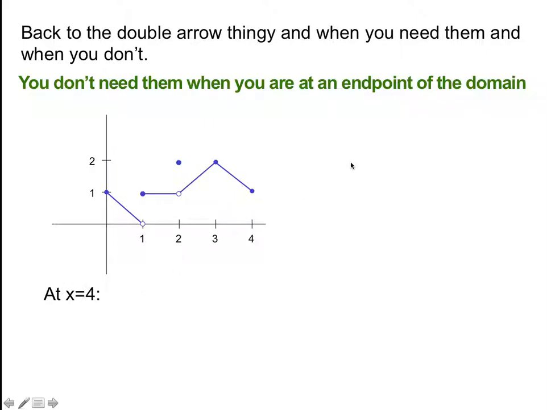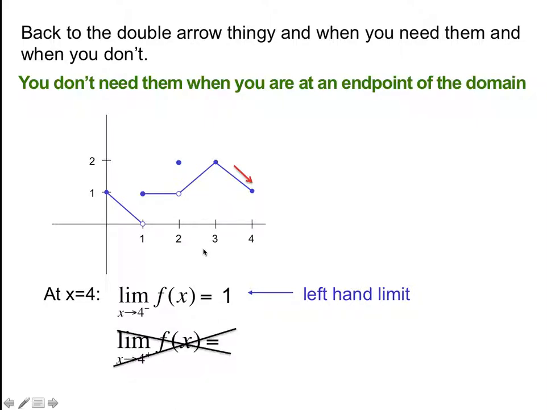So for instance, we don't care what happens out here for larger values. All we care about is what happens as we approach 4 from the inside, from the interior of this domain. So as we approach 4 from the interior, we are approaching a y value of 1. That's the left-hand limit. The right-hand limit doesn't exist because we don't care about anything to the right of this piecewise function. Our domain is only from 0 to 4.